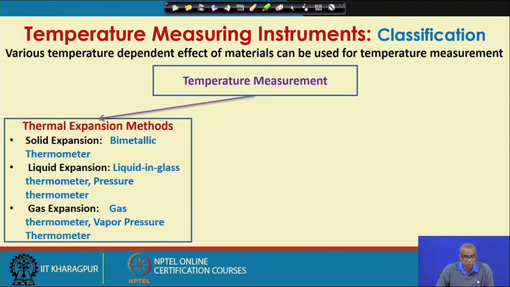So, thermal expansion methods will have solid expansion, liquid expansion and gas expansion. Under solid expansion, we will talk about bimetallic thermometer. Under liquid expansion, we will talk about liquid in glass thermometer, pressure thermometer. Under gas expansion, we will talk about gas thermometer, vapor thermometer.